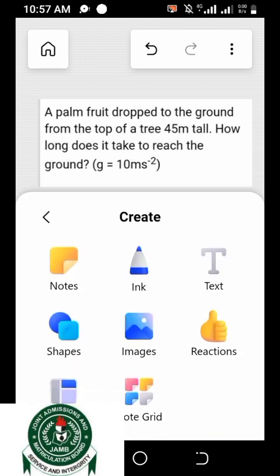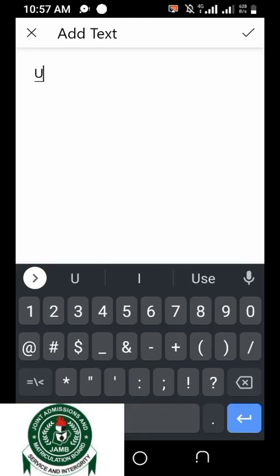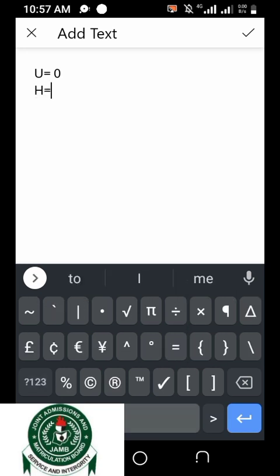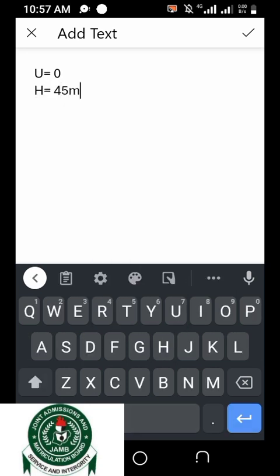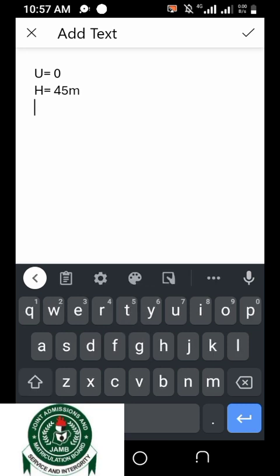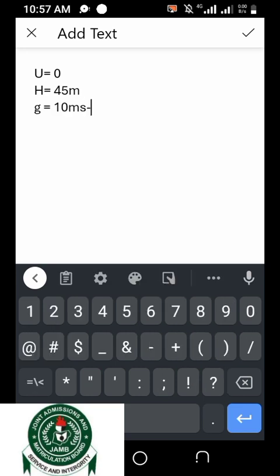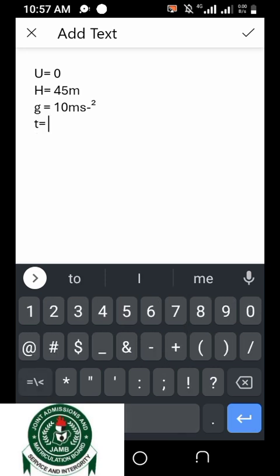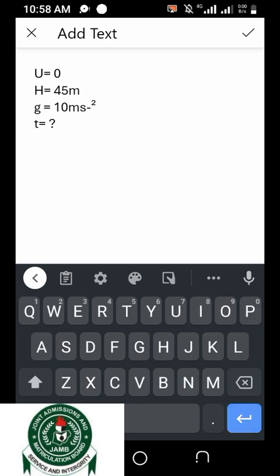So let's look for what we are asked. Remember, this u was not given, so it will be 0, right? Height was given as 45 meters. Gravity is always there, obviously, 10 meters per second squared. What else? We are asked to find time, right? So with this equation, we look for a suitable formula.